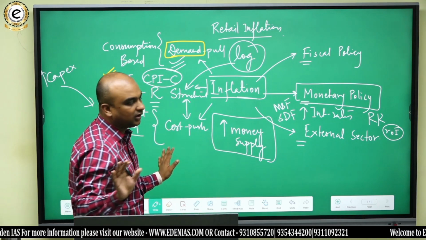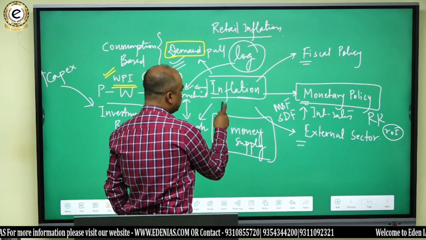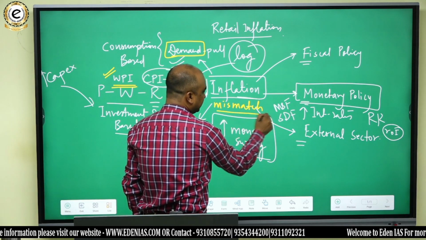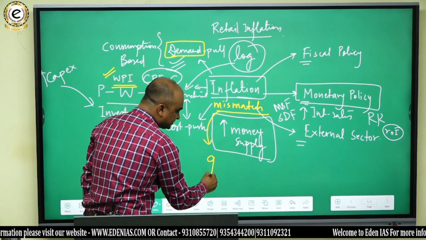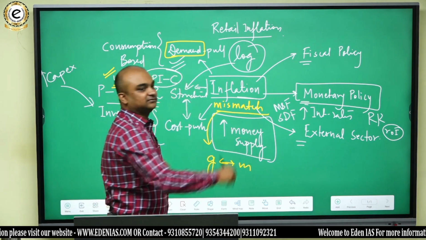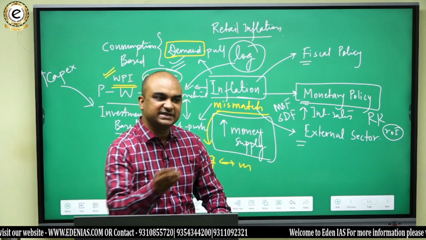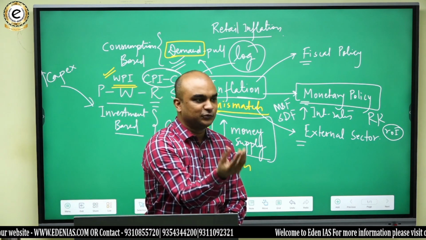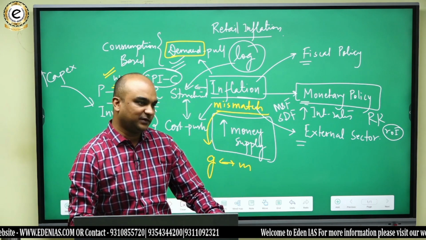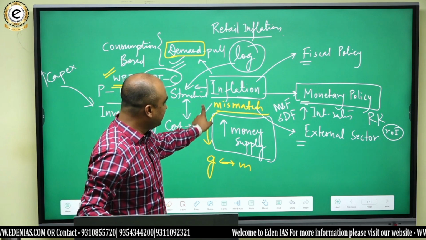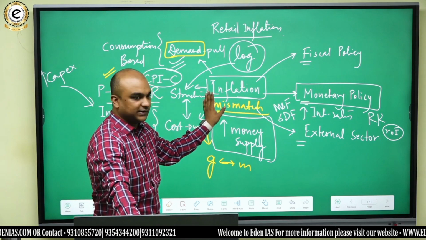Inflation, after all, is what? It's nothing but a mismatch. That is what inflation is. Mismatch between goods and money. Do you understand that? Too much of money chasing too few goods, or too few goods being chased by too much of money, whatever you want to say. That is what inflation is. Correct? So ये relationship होता है monetary policy और inflation का.